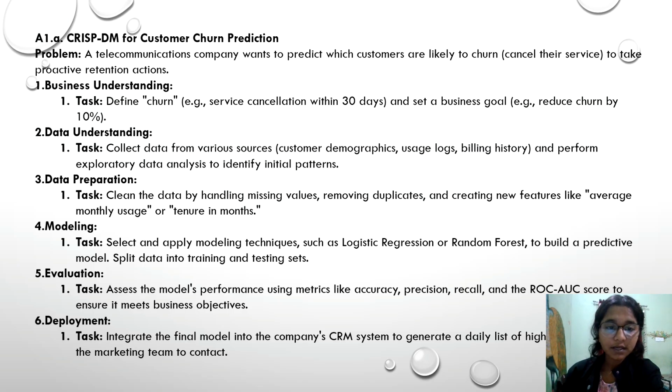Modeling. Select and apply modeling techniques such as logistic regression or random forest to build a predictive model, split data into training and testing sets. Evaluation. Assess the model's performance using metrics like accuracy, precision, recall, and ROC-AUC score to ensure it meets business objective.